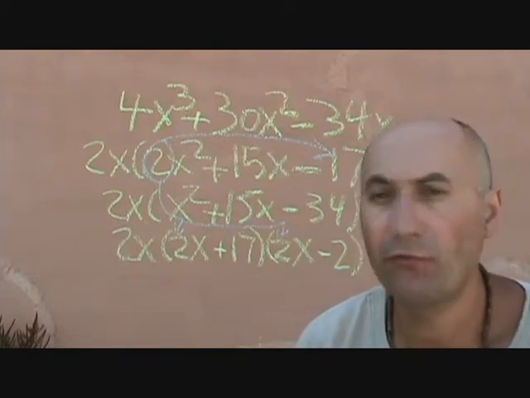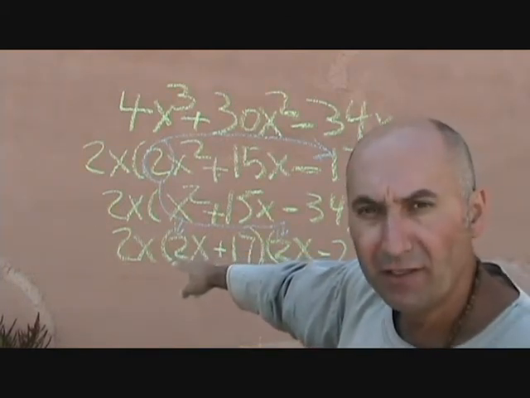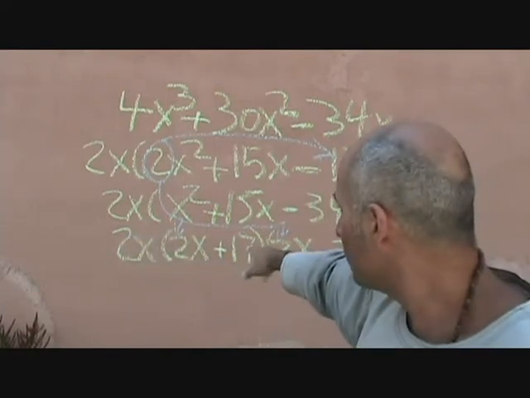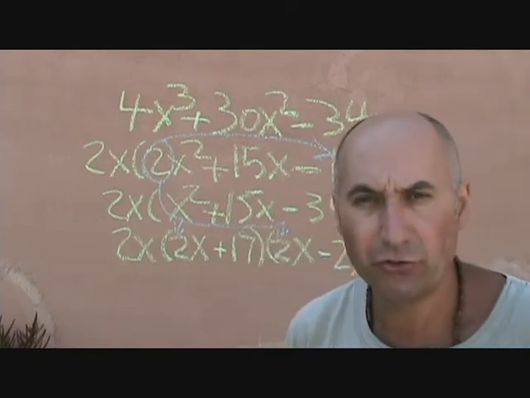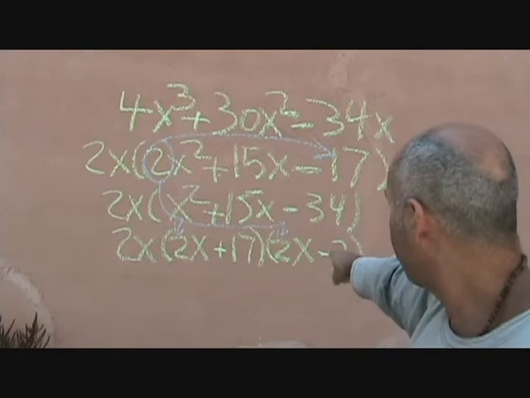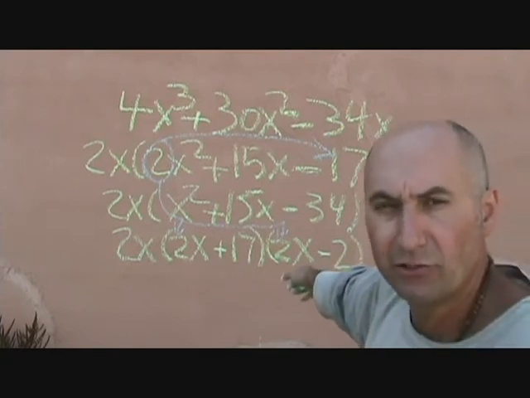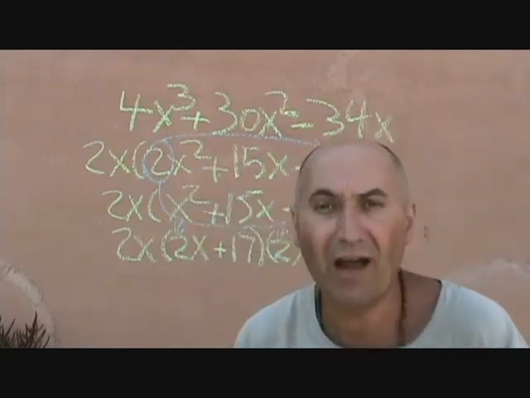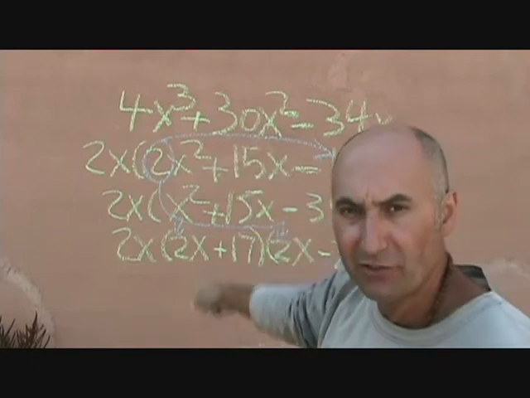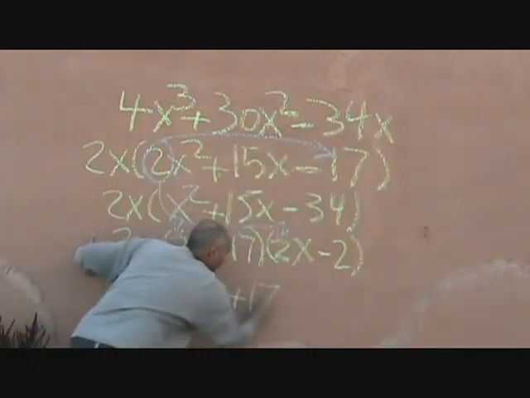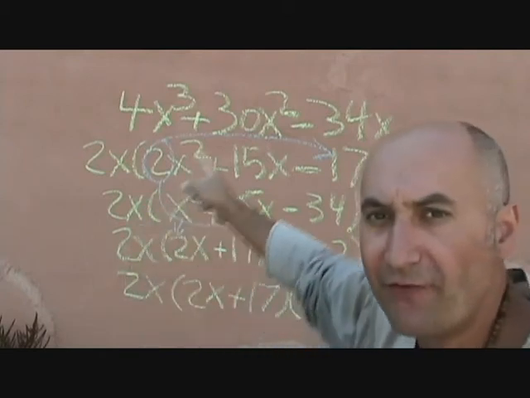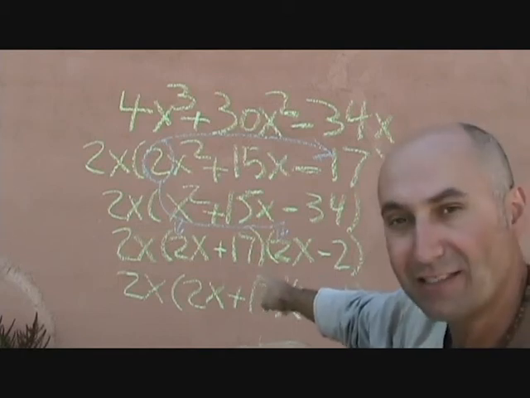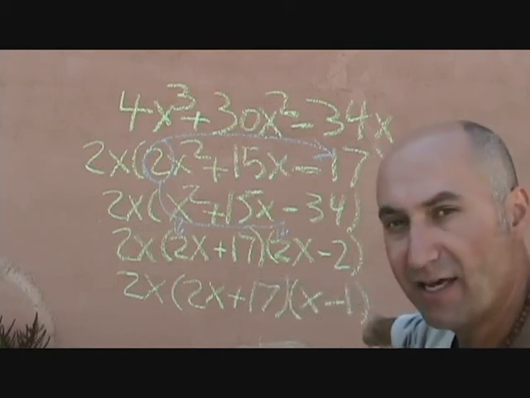Now what are we going to do? Step number 4, factor out whatever's common. Take out the greatest common factor in the brackets and dump them. For the first one, between 2x and positive 17, there is no GCF, so there's nothing we can do about it. For the other one, 2x minus 2, again, the greatest common factor is 2, so we can take out the 2 and dump it, right? So what we end up with, the final answer, the top guy factored is 2x times 2x plus 17 times x minus 1.